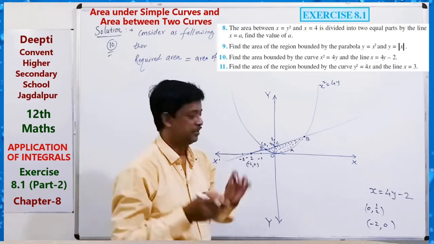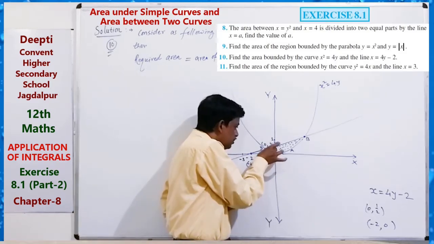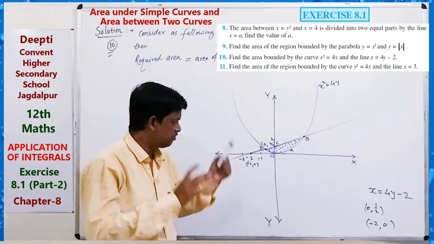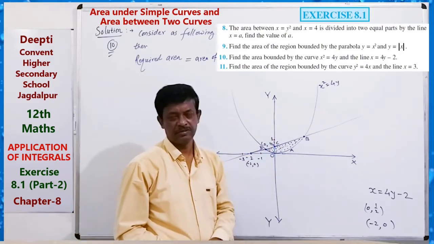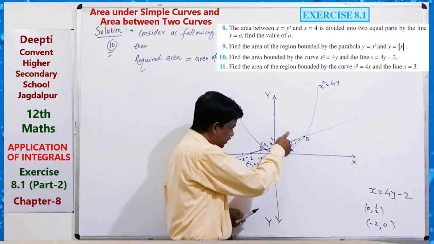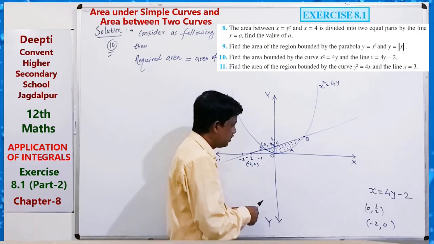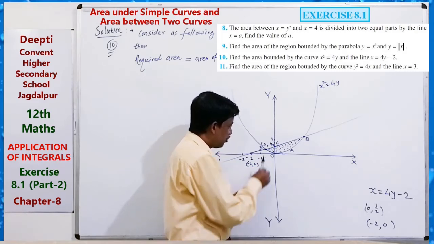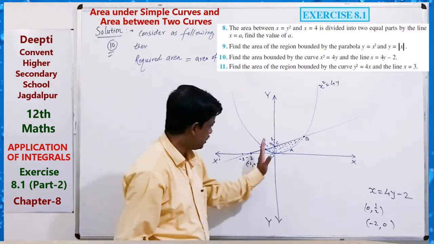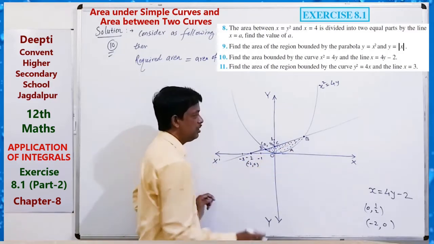Here we can find value of this in two ways. First of all, find the area of this part and then find the area of this part. Or we can direct find the area of this. How? Take vertical strip and from here to here we can take x equals to here. First of all, D and B point we have to find.